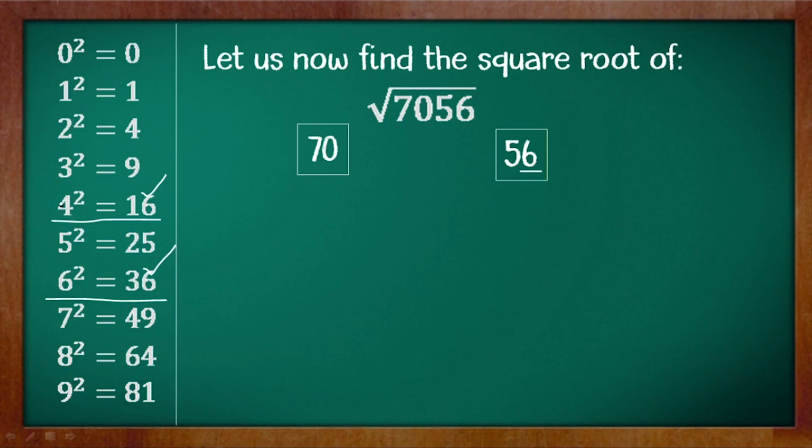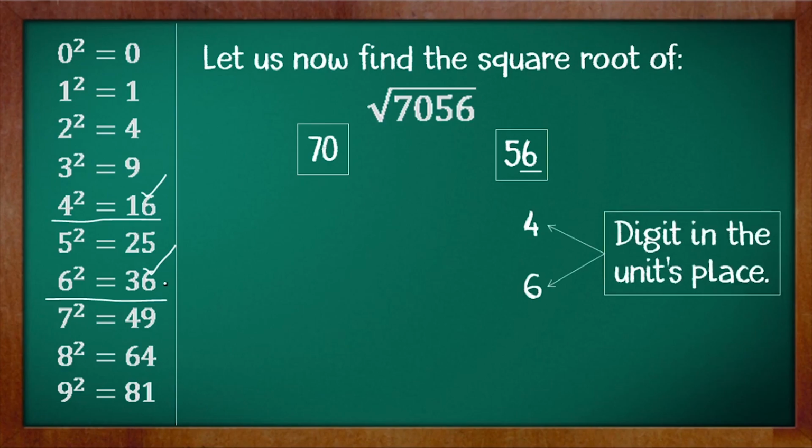So 4 square is giving us 16, which ends with 6. 6 square is giving us 36, and it ends with 6. So we have two numbers, that is 4 and 6. What are 4 and 6? These are the digits for the units place. So these are the two numbers that can be in the units place. It will be either 4 or 6.